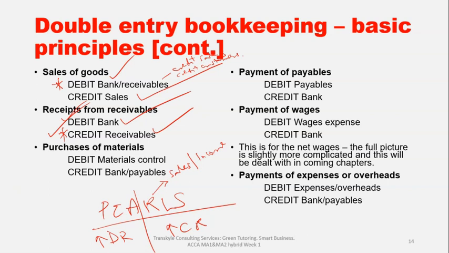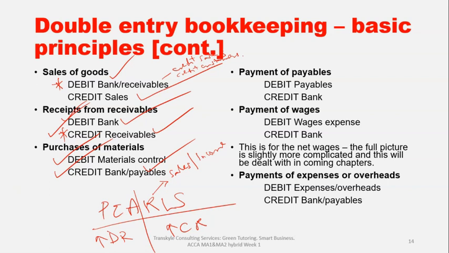What about when we purchase materials? When we purchase materials, materials are assets. So we debit assets and credit the bank because the bank is losing money. We are making a payment. But if we are buying those materials on credit, then we have to credit the payable. Not the bank, but the payable, because we are going to pay in the future.